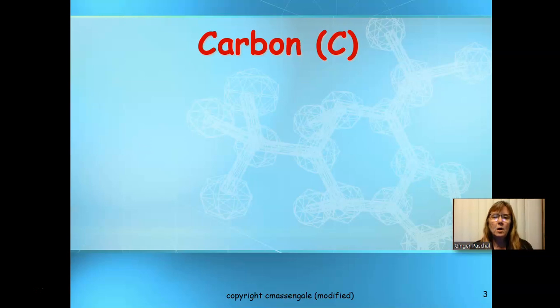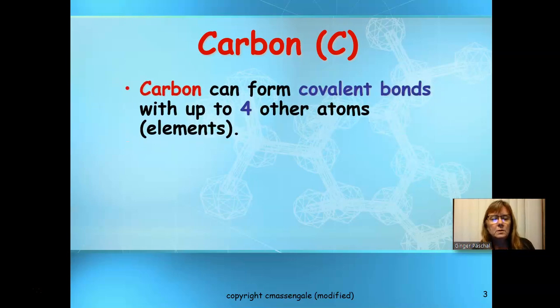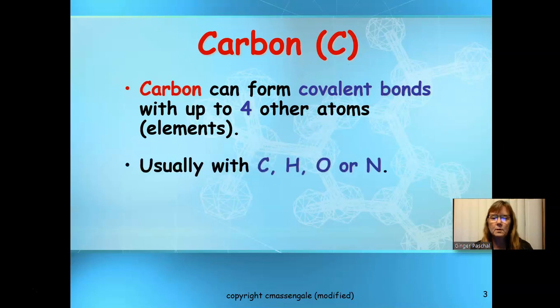So we're going to talk a little bit about carbon, because carbon is found in all four of these molecules that we're going to talk about, two today and then two in the next video. Carbon can form covalent bonds with up to 4 other atoms or elements, and if you don't remember what a covalent bond is, you definitely need to review that. So carbon can usually form bonds with other carbon molecules or hydrogen or oxygen or nitrogen, and when it bonds with carbon it can make these really long carbon chains, and you'll see examples of that.